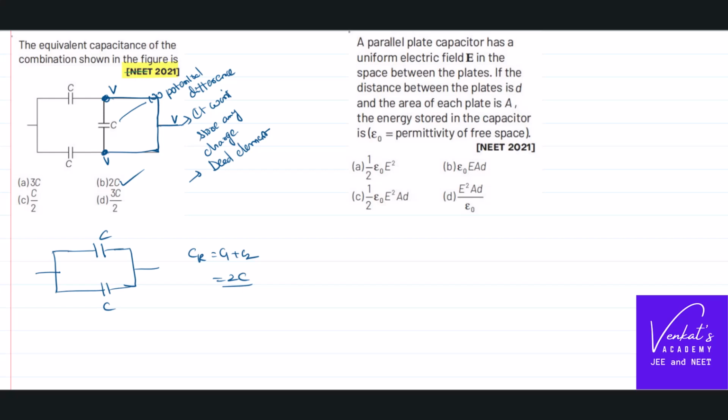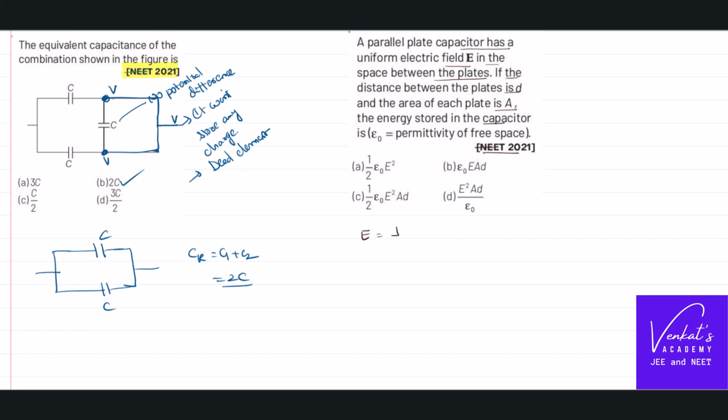Let us solve the next problem that is given in NEET 2021. This is also a problem on capacitors. It says that a parallel plate capacitor has a uniform electric field E, and the space between them is D. If the distance between the plates is D, area of each plate is A, energy stored in each capacitor is how much? Stored in that capacitor is how much?